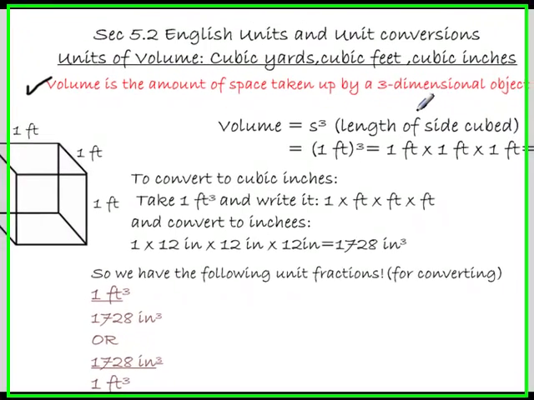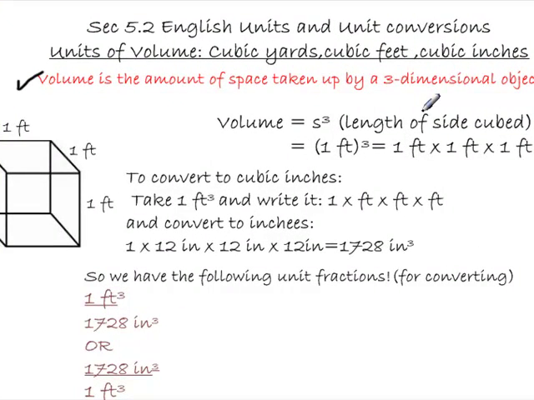This section deals with units of volume, and those are cubic yards, cubic feet, and cubic inches in the English system. Notice all of them have the word cubic in front of them because they represent a unit of volume. And volume is the amount of space inside an object, or the amount of space taken up by a three-dimensional object. A cube is simply a three-dimensional square.